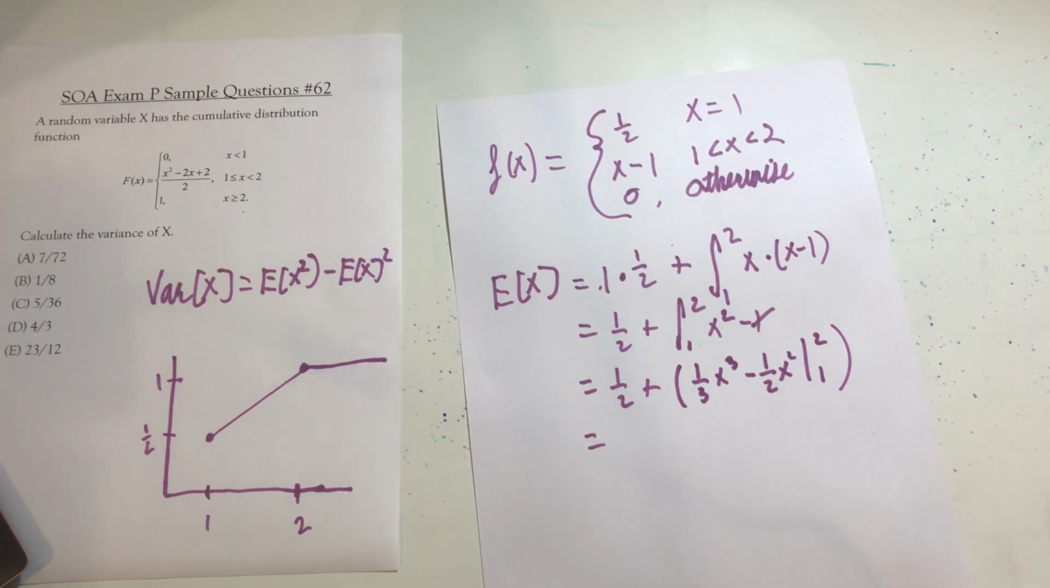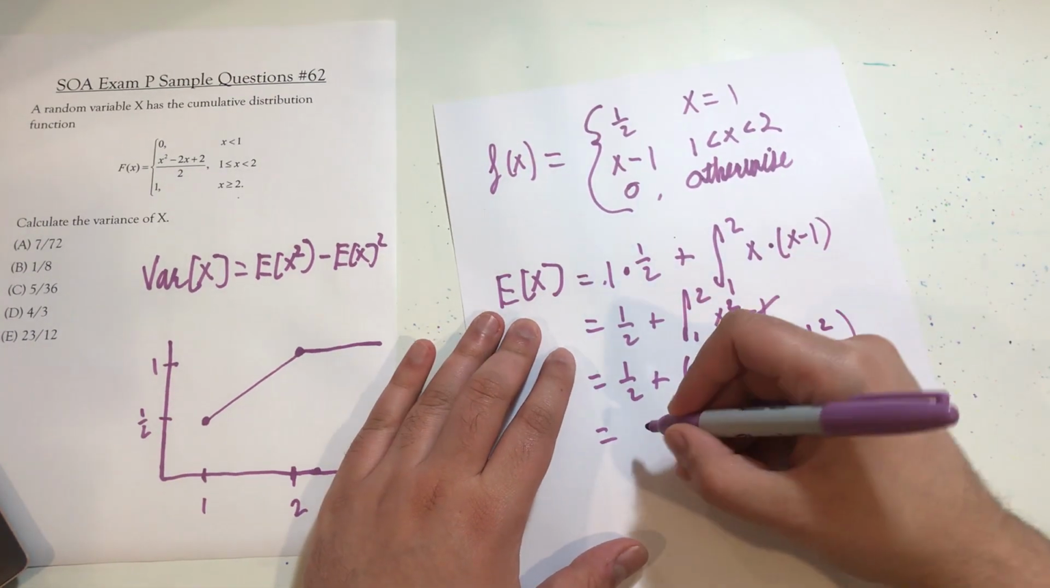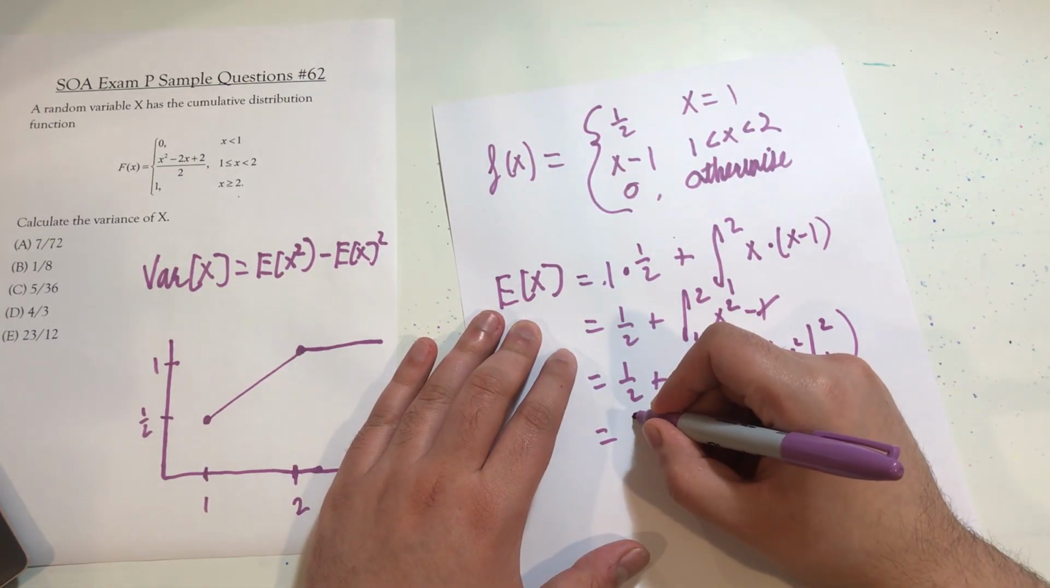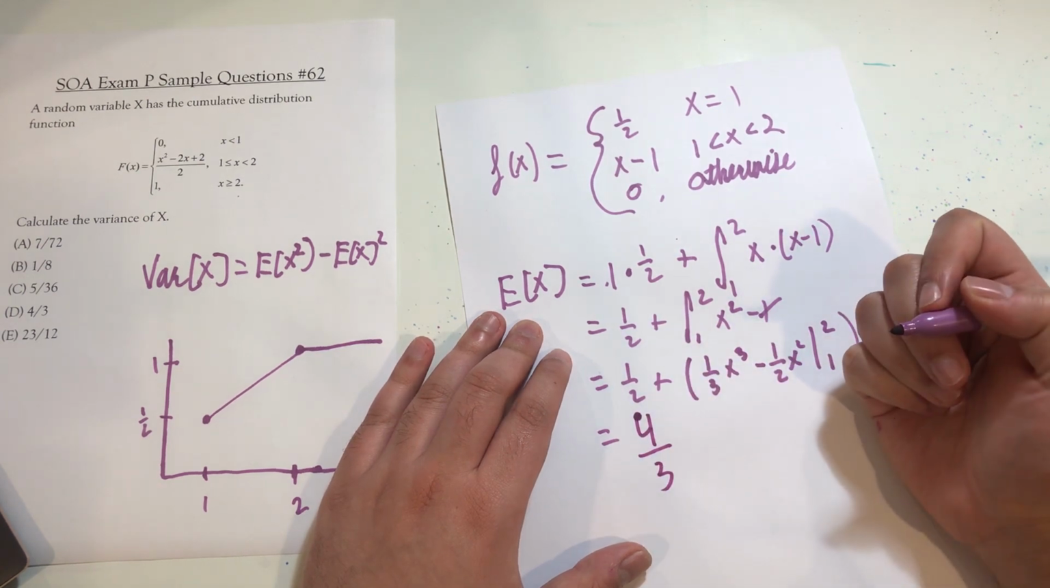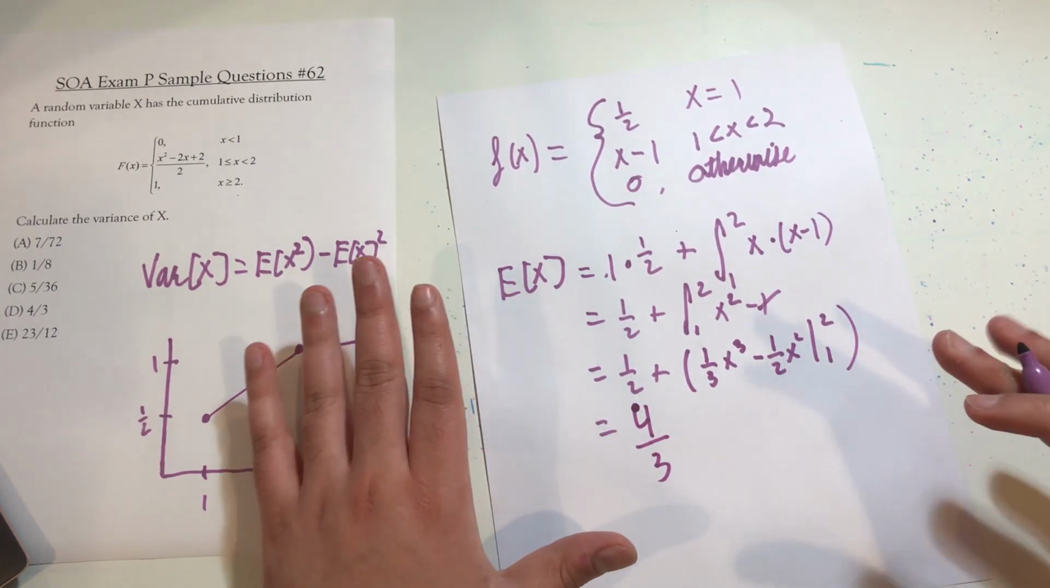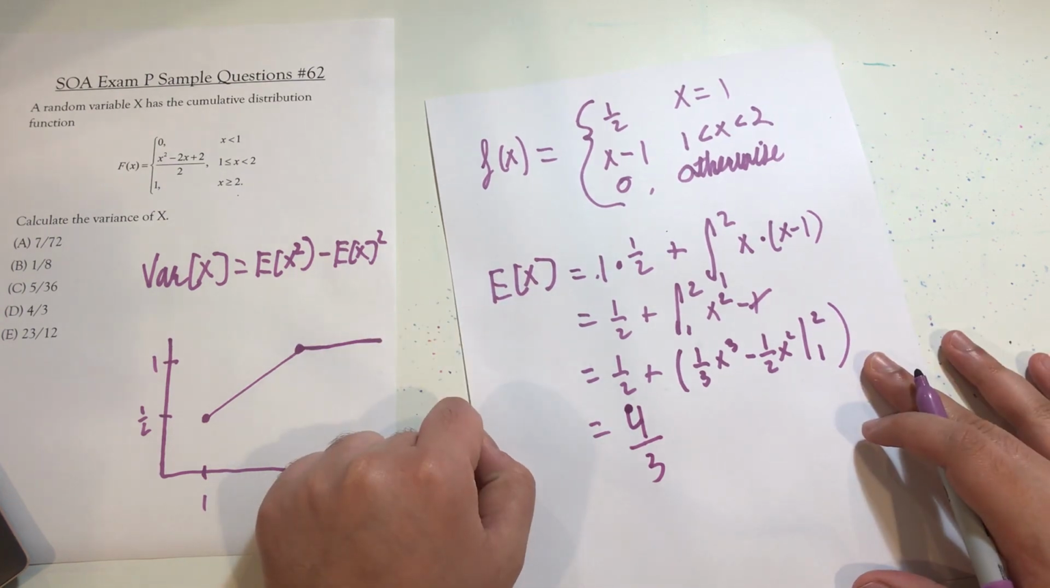Oh, okay, nice. Nice round number. 3 over 4. Not a round number, but you know. Sorry, not 3 over 4. 4 over 3. Okay. So now we've got the expected value of x.